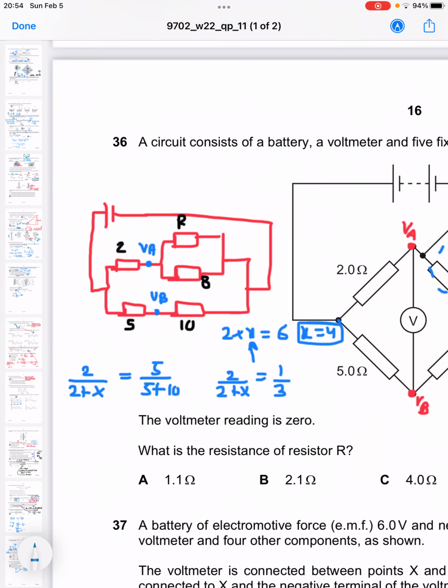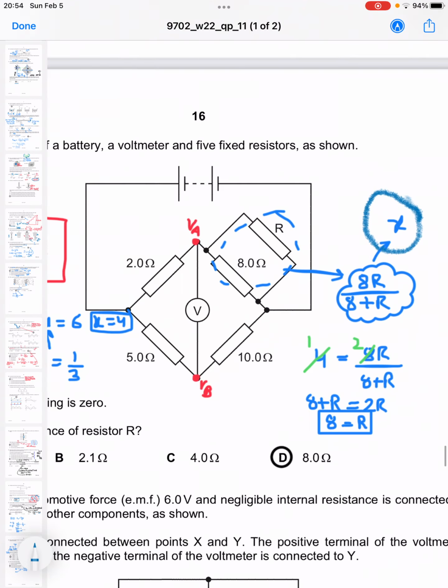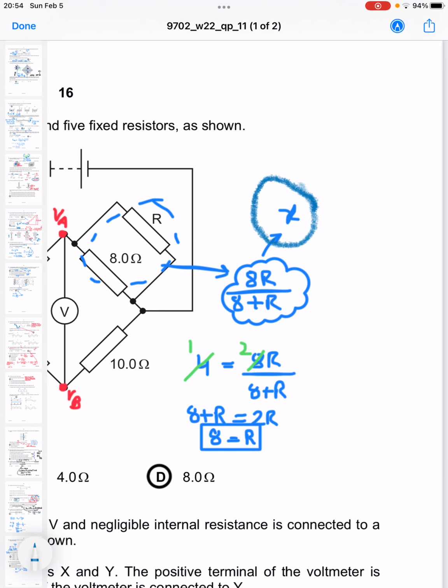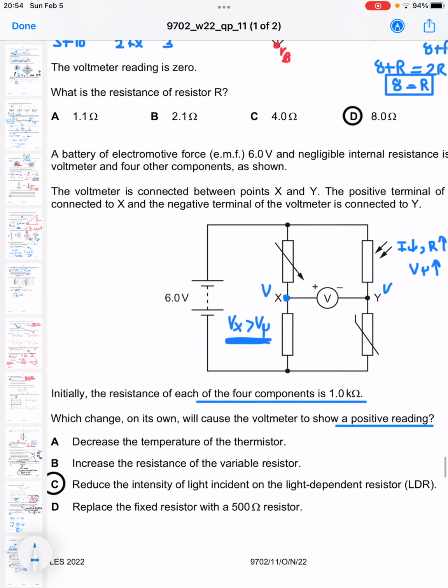solving it gives us X equals 4. So now replacing X equals 4, being equal to 8R over 8 plus R, applying the product over sum because they are in parallel. So R makes up 8 ohm, so D is the appropriate answer.